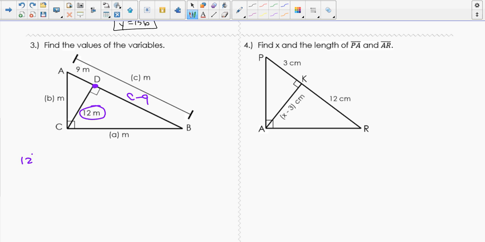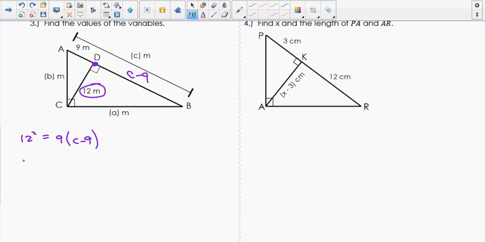So altitude squared equals, from D the left side is 9, the right side is C minus 9. So you just really got to know the formulas. So I get 144 equals 9C minus 81. You guys do not need to write out all the steps for solving a linear equation. So you're just going to add 81, and you get 225, and then you're going to divide by 9, and you get 25. So C is 25.